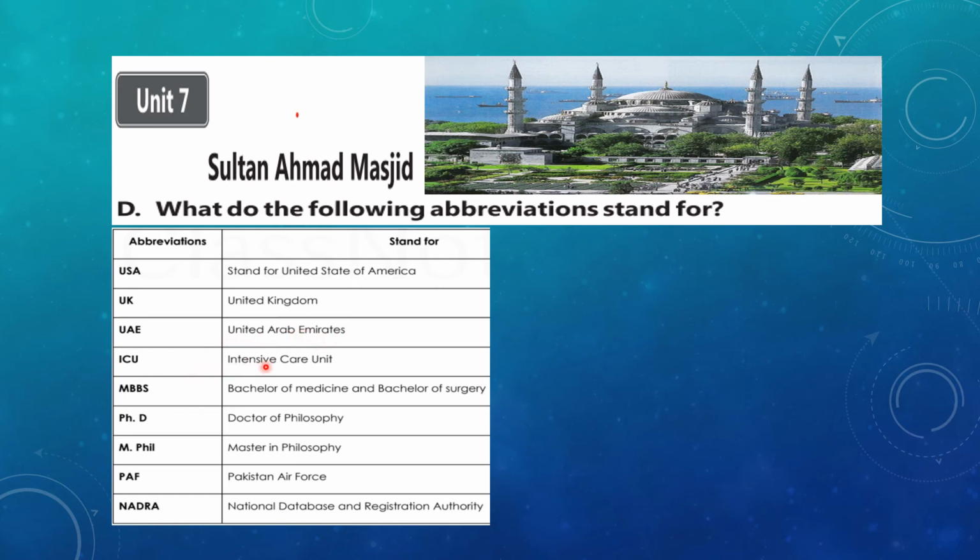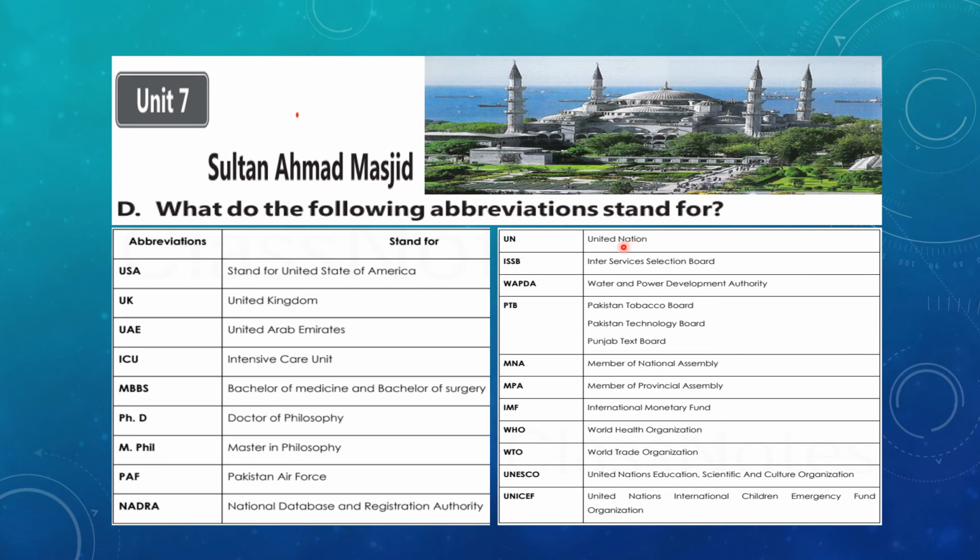ICU, Intensive Care Unit. It's a department in hospitals. MBBS, Bachelor of Medicine and Bachelor of Surgery. PhD, Doctor of Philosophy. MPhil, Master in Philosophy. PAF, Pakistan Air Force. NADRA. Well, you must have come across with this abbreviation, this term, while you were getting your B forms. NADRA stands for National Database and Registration Authority.